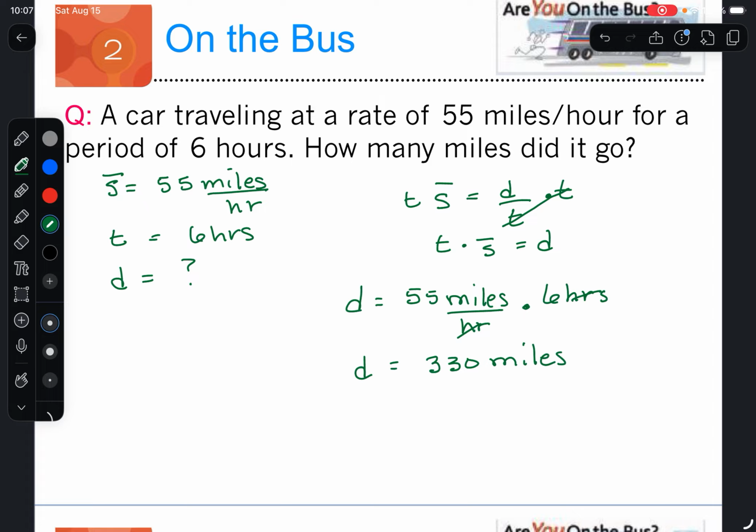Which again, if you're asked to put in scientific notation, because your time was 1 digit, you need your answer in 1 digit. So you put it in scientific notation, and that would be 3 times 10 to the second miles would equal your distance.